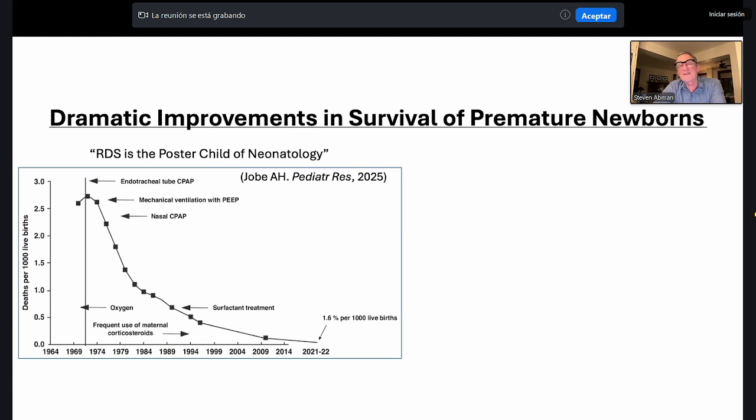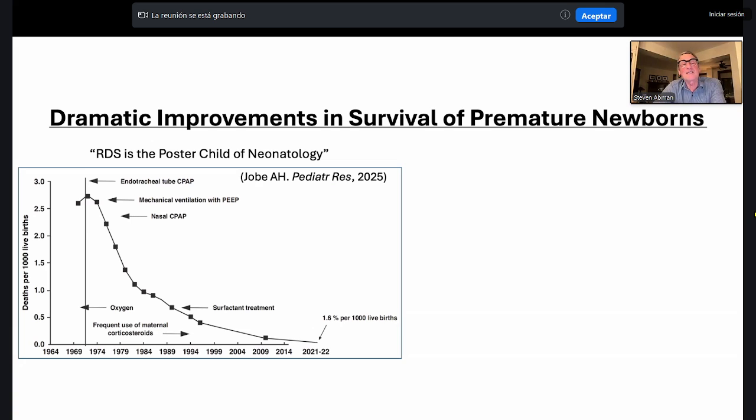But first, I love to start off with this slide. It's from Alan Jobe, and he got the Howland Award a couple of years ago from the American Pediatric Society. He gave a really nice talk then on RDS as the poster child of neonatology. He shows what looks like a very simple but dramatic plot of how survival of preemies has remarkably improved over the years. And you all know this already.